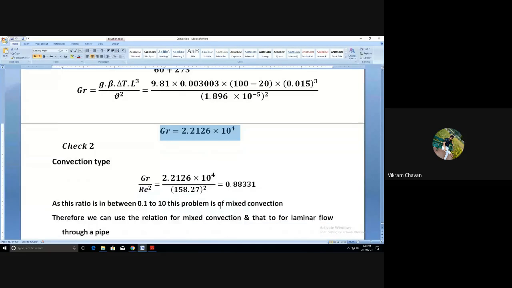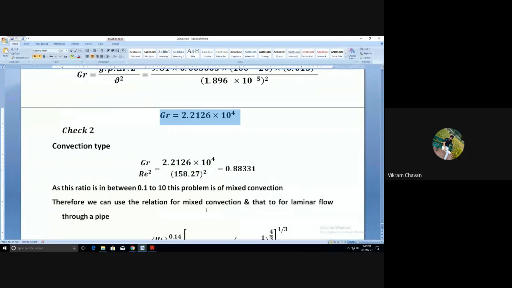So you can write as this ratio is in between. If you are getting the same values, then you can write. So do the calculation: Grashoff's number divided by Reynolds number square. Whether you are getting the same value or not, 0.88331. If yes, then you can write, as this ratio is in between 0.1 to 10, this problem is of mixed convection.